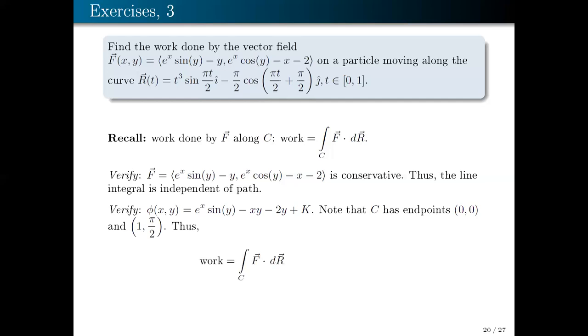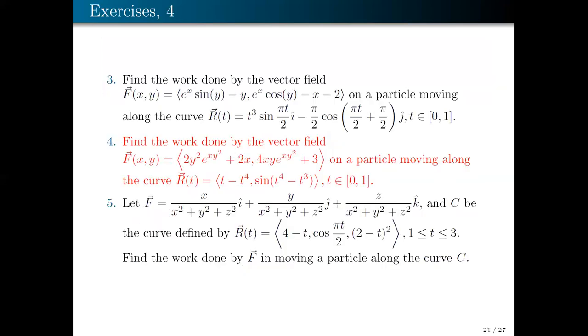So we have your work done there equal to phi of (1, pi over 2) minus phi of (0, 0). Spoiler, when x is 0 and y is 0, this thing will just be 0, taking k to be 0. So we just take phi of (1, pi over 2) with that value, e minus 3 pi over 2. Okay. So that's example 3. Okay. All right, let's do another one.